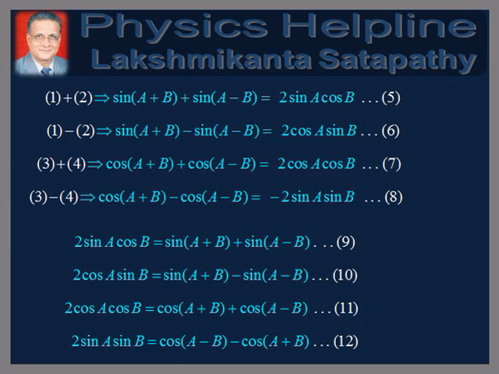This set of four identities may be remembered as AB formula, which may be used to express a product of two trigonometric ratios as a sum.